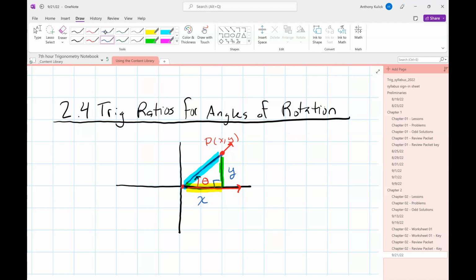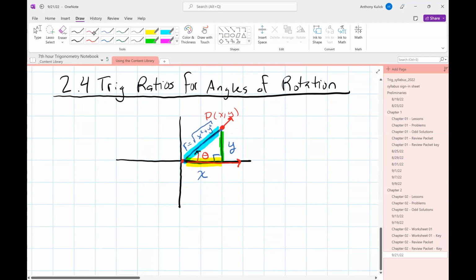The Pythagorean theorem, right? It's going to be the square root of x squared plus y squared. Now that's kind of a mouthful, so I'm going to just abbreviate that with the letter r. Everybody's okay with the picture I've drawn here? Note that r also represents the distance from P to the origin. Everybody's agreed with that? Okay.